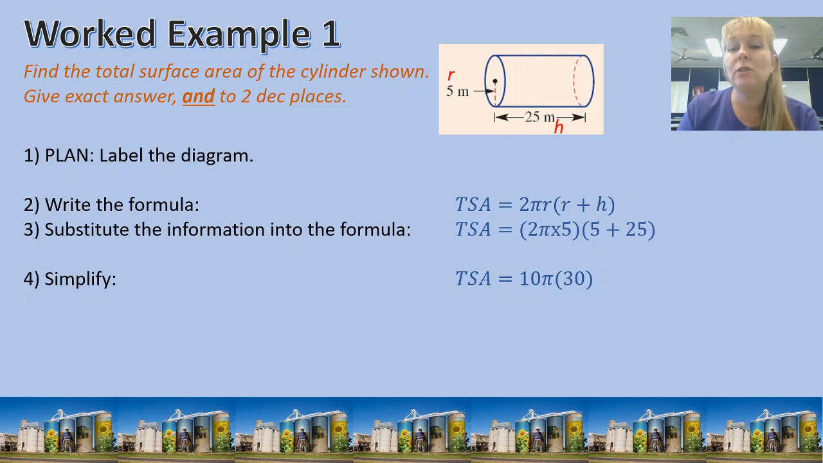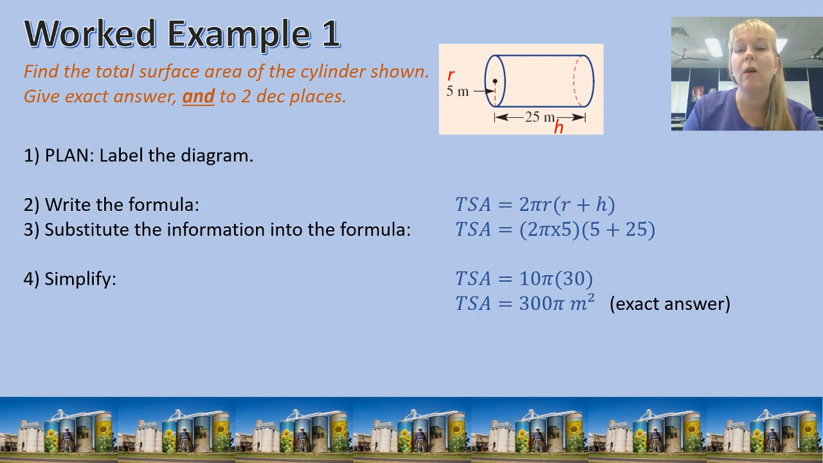I've simplified that to 10 pi. Inside the brackets I have 5 plus 25. I've simplified that now to 30. I can simplify even further. 30 by 10 gives me 300 pi. I was asked to give this as an exact answer and to 2 decimal places. As an exact answer, it's just 300 pi.